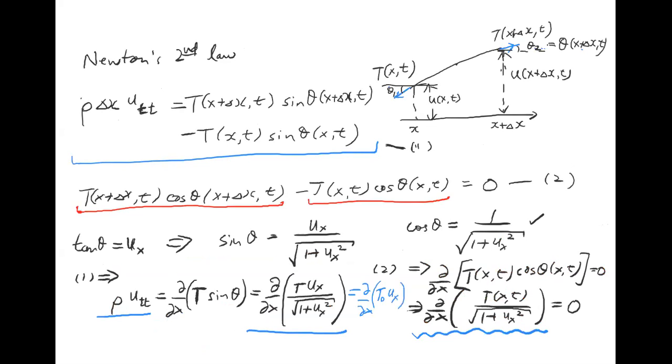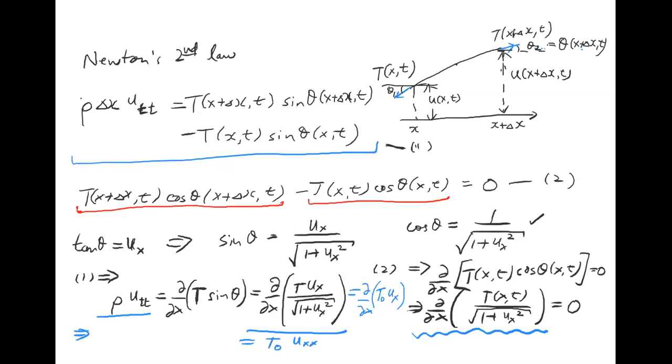But T0 is a constant because this is just the constant tension that the string has when it is under equilibrium, when it is in equilibrium position. So that we can take the T0 out. Can you see? And then this is just u sub x. And then we'll just get the same result as before.